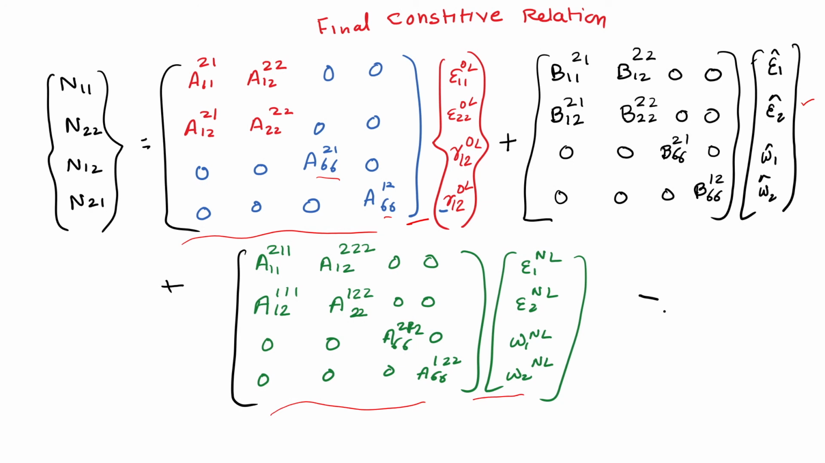So, depending upon the definition, in some of the books the half is kept outside, or sometimes it is kept inside the definition. So, it is just a matter of choice. The point to be noted here is that for the case of a plate, these terms B11, B12 may not exist. But for the case of a shell, all the terms exist.